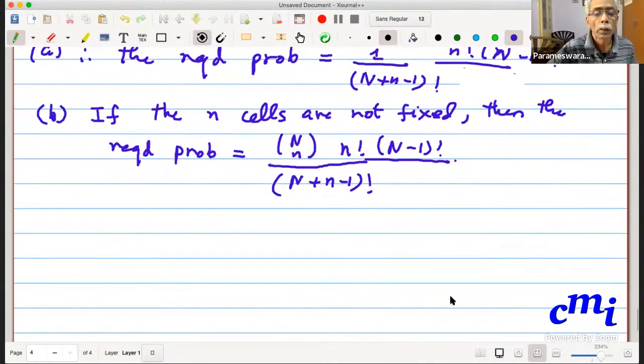And there is one other way in which you can pose this problem, and that is, so now change the problem slightly.